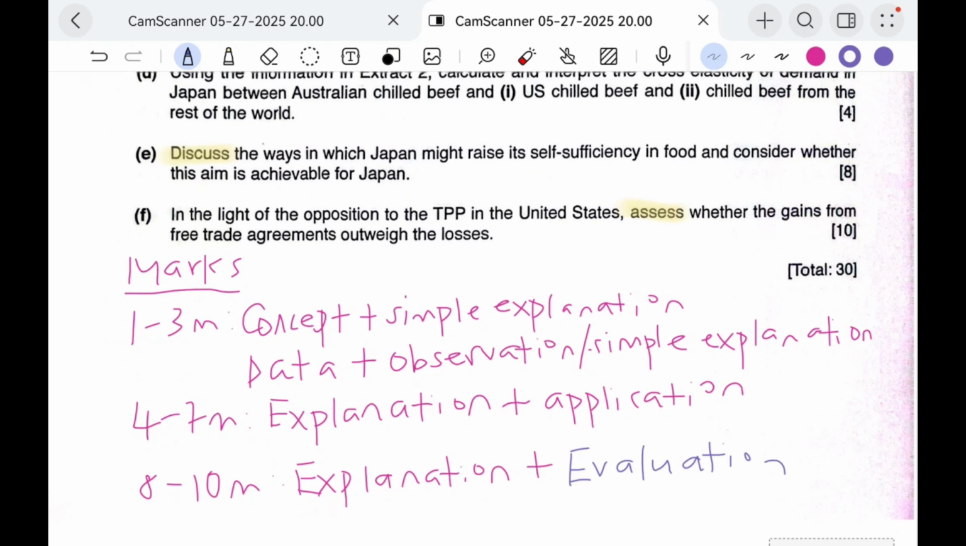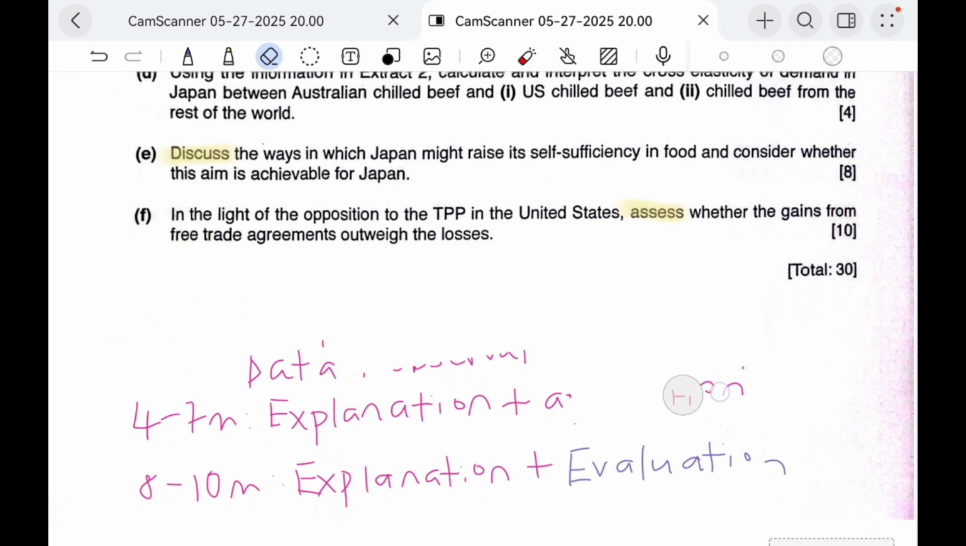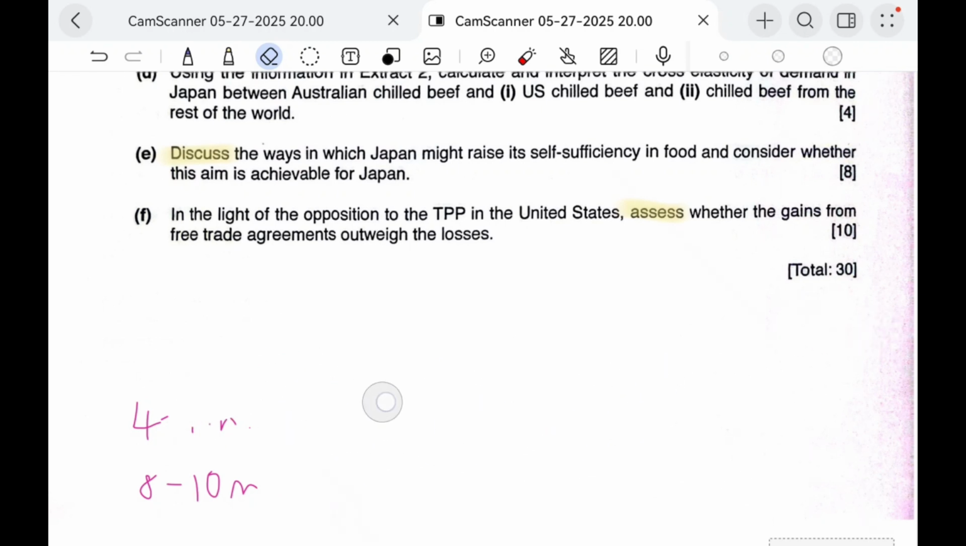But today, we will focus on the micro questions. And actually, for E and F, they are globalization questions, which are under macro, so we will skip them for this session. Okay, let me erase this, then we can move on to the questions. Okay, so now let's move up to part A.